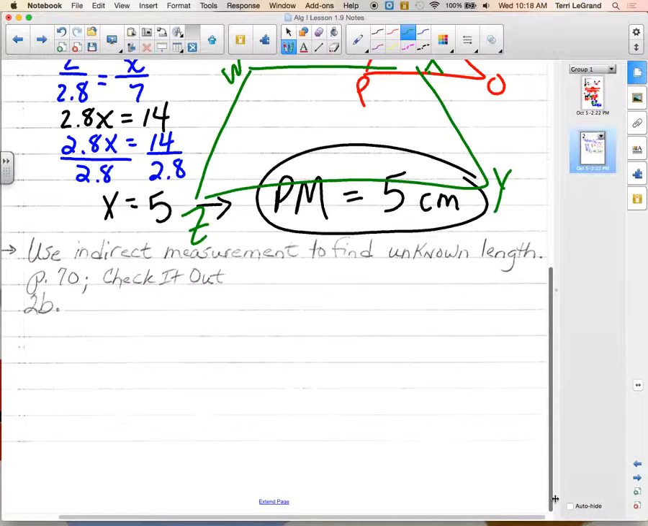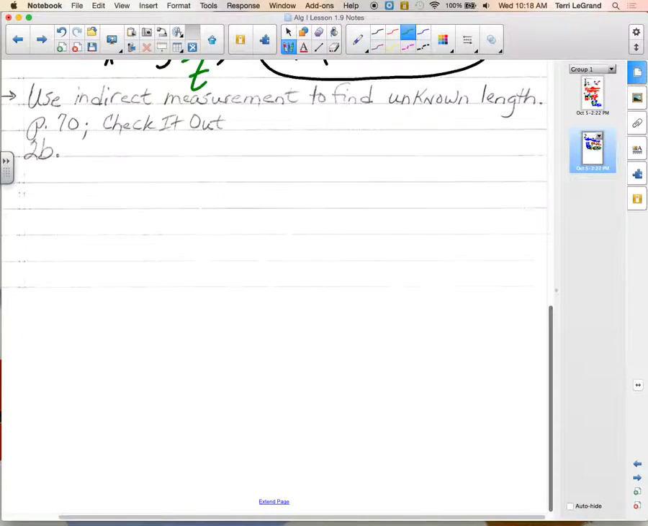Now, up above in Example 2, they show an example of using indirect measurement. When we use indirect measurement, what we do is set up a right triangle relationship and then do just what we were doing here: set up a relationship with corresponding sides in a proportion and solve for the missing thing. So we're going to draw a picture.